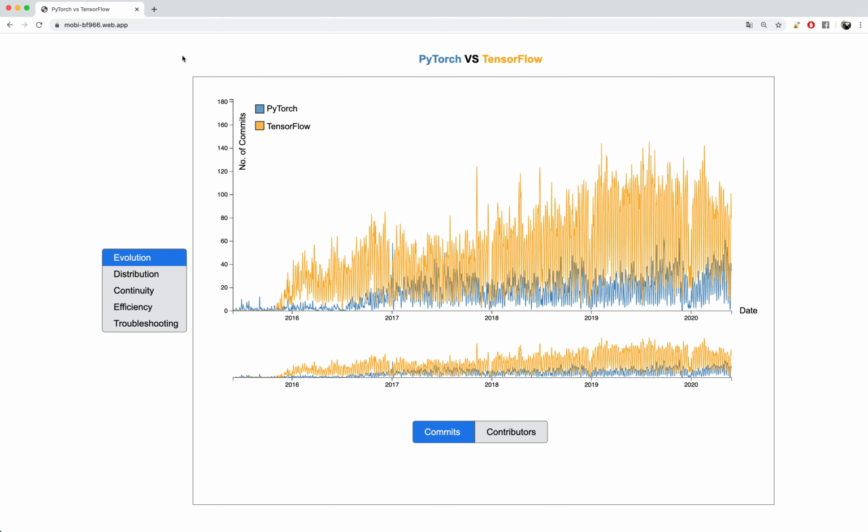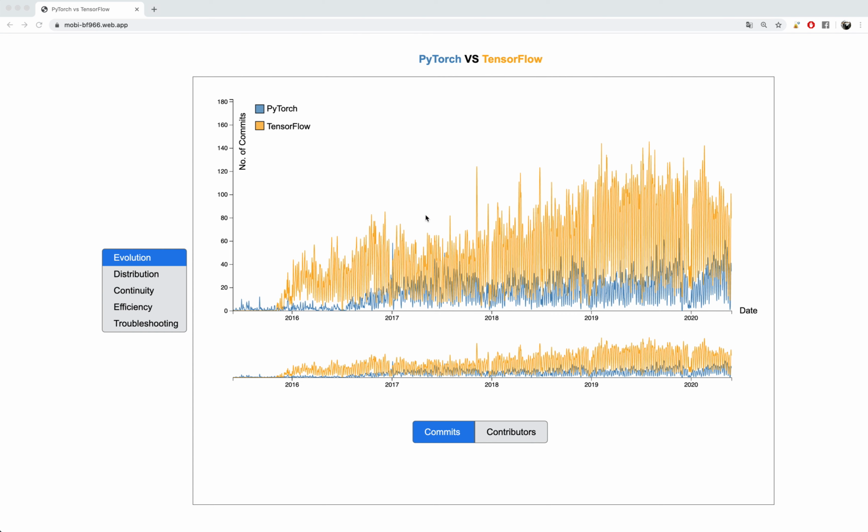So during the course INF8808E data visualization, we have been working on a PyTorch versus TensorFlow project. We wanted to see the activity of the contributors on GitHub for these two frameworks, and we have chosen 5 main questions to answer, and you can see the 5 tabs on the left side. So let's take a look at the evolution quickly.